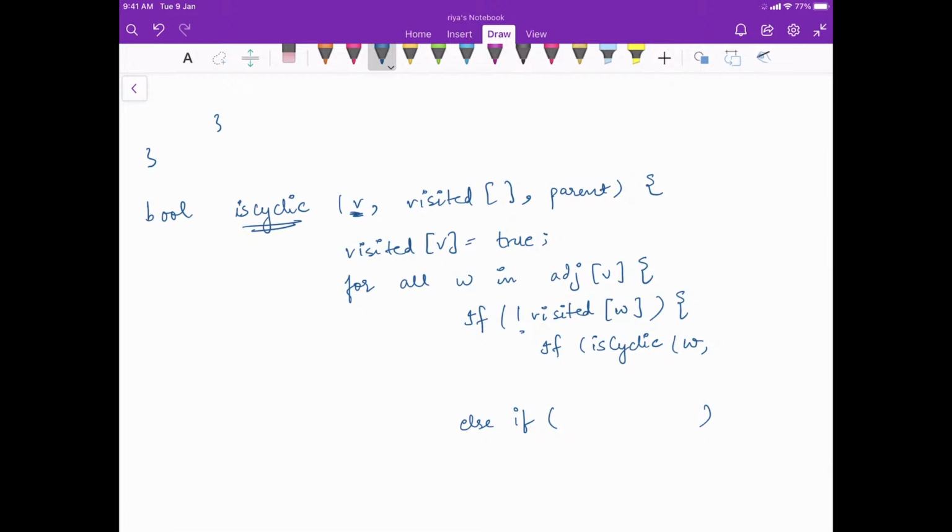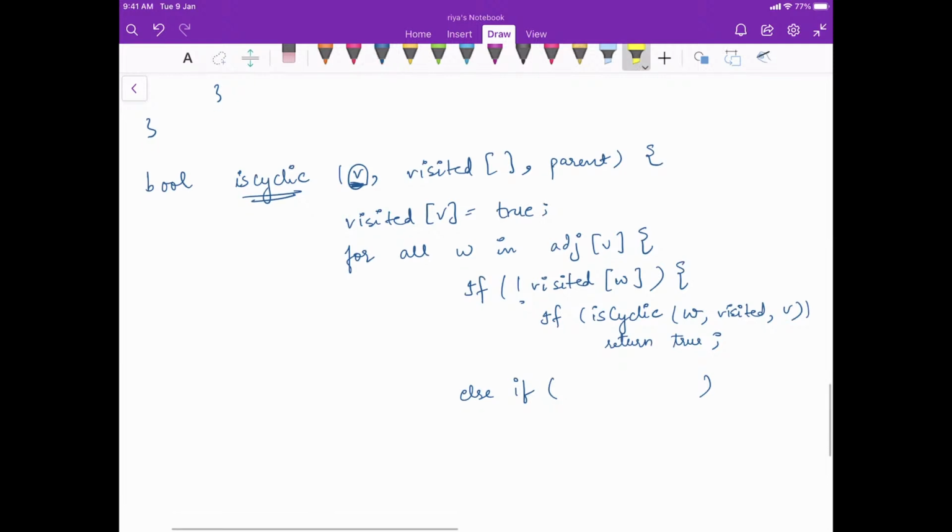Now I will pass the visited array also, and now the parent will be this node V, right? Because the parent will change. Now if this function returns true for a particular neighbor, I will return true. So that is the case, but this was the case when the neighbor was not visited.